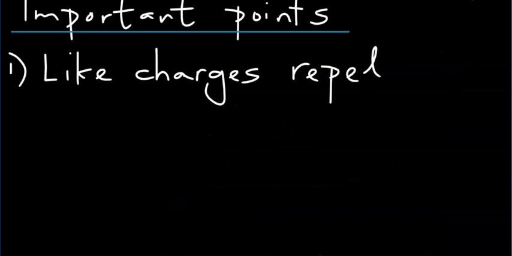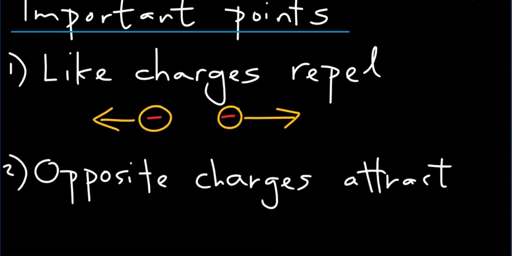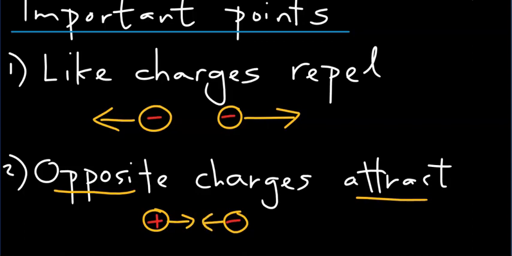There are some important points that we need to understand regarding charges. The first one is like charges repel. So if you have, let's say, two positive charges like that, they will repel each other and move in opposite directions. Same thing happens when you have two negative charges. So like charges repel. The second point is opposite charges attract each other. So if you have a plus charge and a negative charge, they will attract each other like that. The reason for these behaviors will become clear soon when we discuss electric fields.